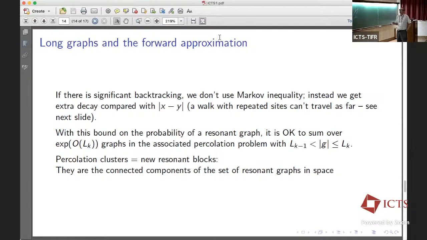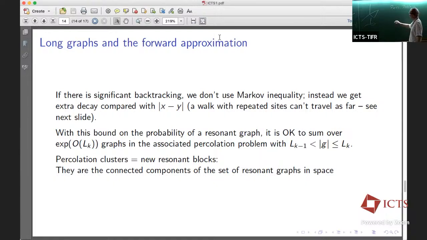So anyway, when you have a bound on the probability of a resonant graph which is exponential in LK, which is also the number of graphs of that order, then we can define a percolation problem. Now I'm going to talk about the percolation problem. This percolation problem was very simple in the first step, because a site was resonant if it was part of a resonant bond, and the resonant bonds were very simply defined. We basically had bond percolation, and the clusters were just the clusters of bond percolation, the bonds being those resonant bonds. That's all very simple.